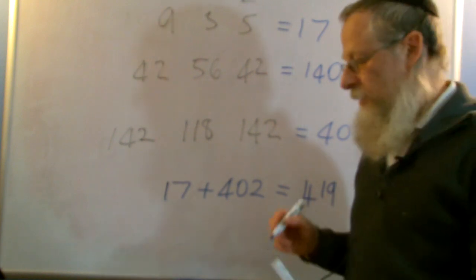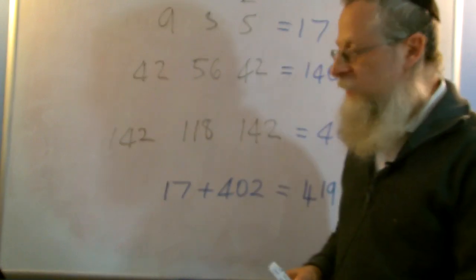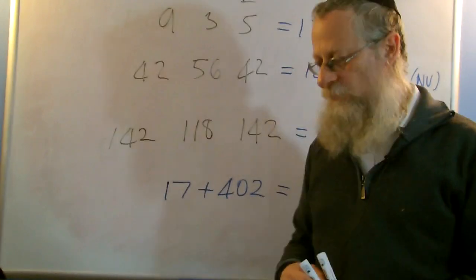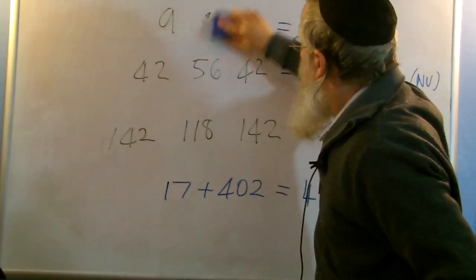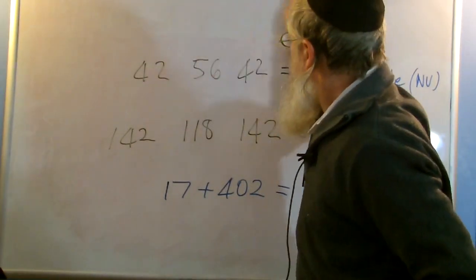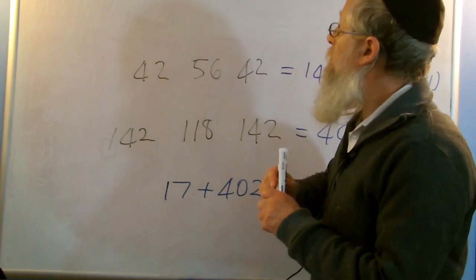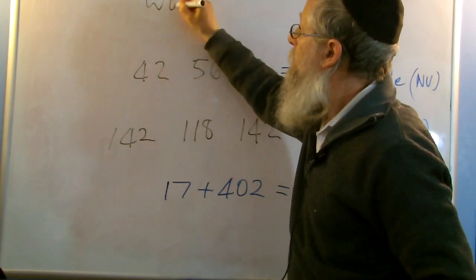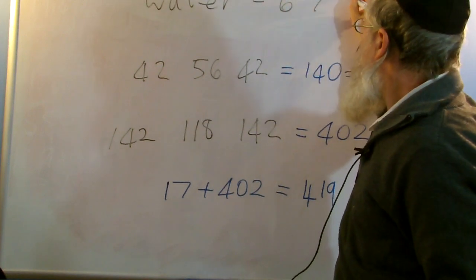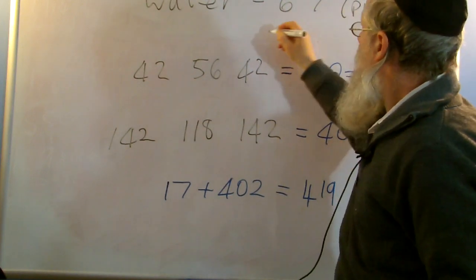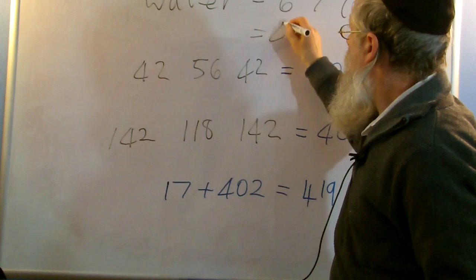419. And 419 is the large value of water. So if I was to rub this off now, so water has the placement value of 67, that's the PV, and it has the large value of 419.